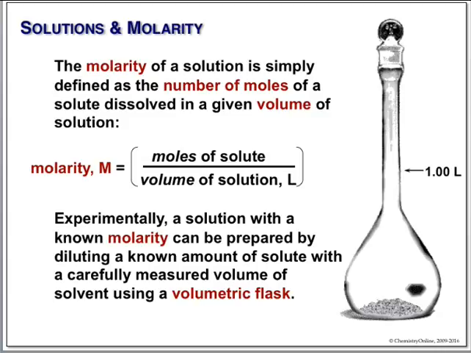So since we weighed this stuff out, we know its mass. We know what it is, so we know its molar mass. So we know the number of moles we put in here. Now we simply take and we add water until we get to the 1 liter mark. Now we know our volume, 1 liter. We know the number of moles we put in. Therefore we know the molarity, moles per liter.